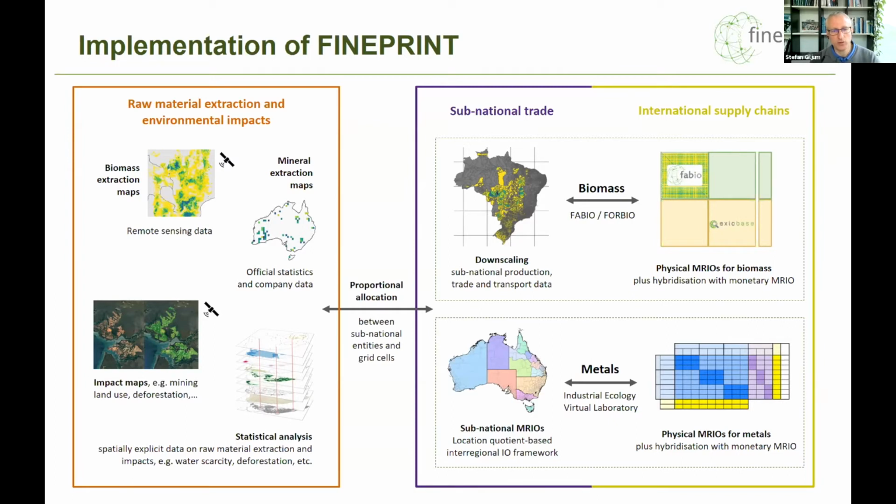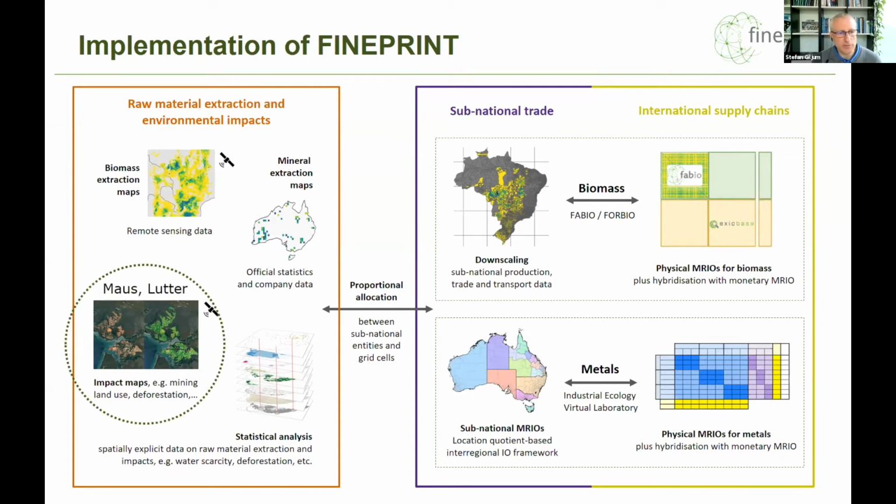And finally, the two parts of the project, of course, need to be linked. Here, we mostly work with a proportional allocation where we allocate between the subnational entities, for example, a municipality or a region in an extracting country, and the grid cells where the actual extraction takes place.